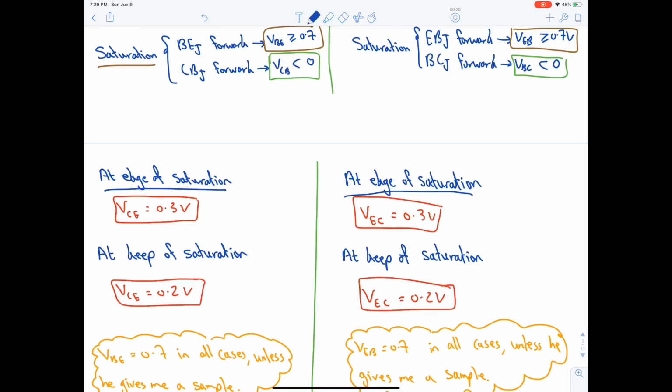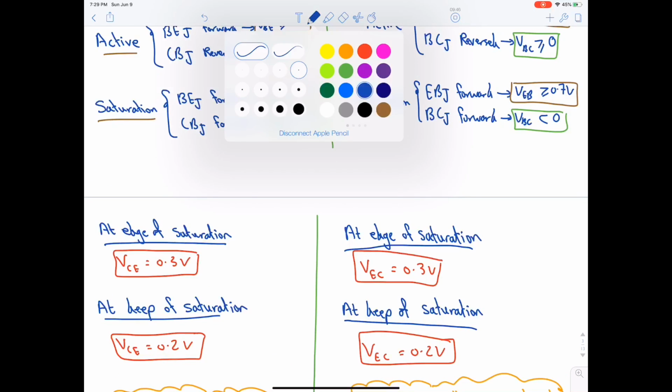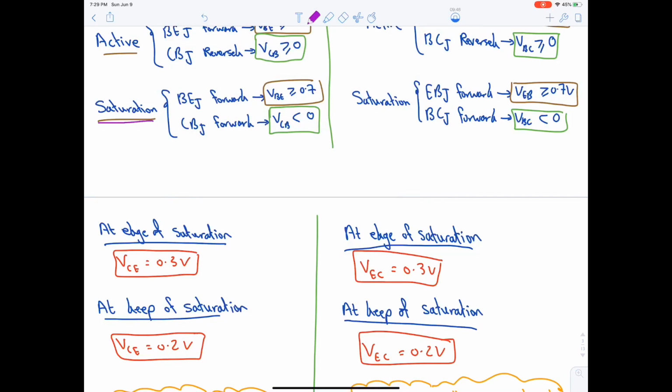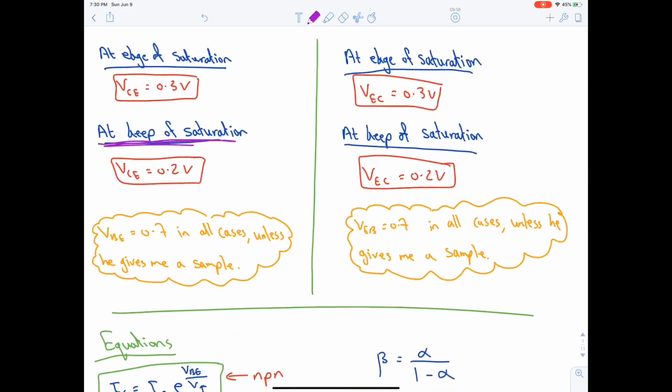Now, if you are deep in saturation, VEC is 0.2 in PNP and VCE is 0.2 in NPN. Now, what's the difference between saturation and deep in saturation? They are the same. When I say saturation or deep in saturation, I'm referring to the same thing.